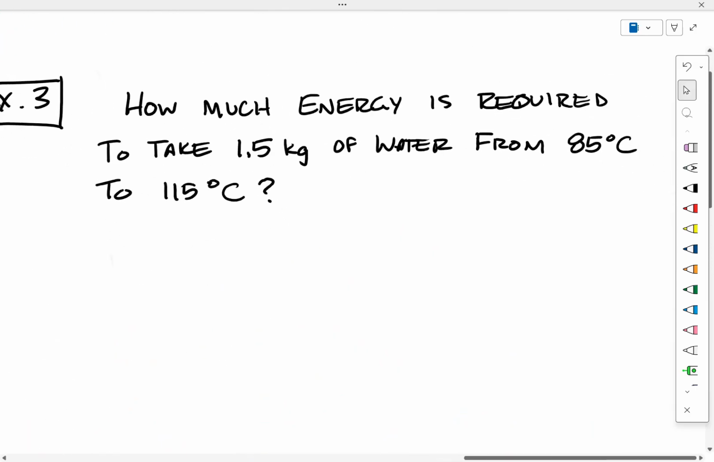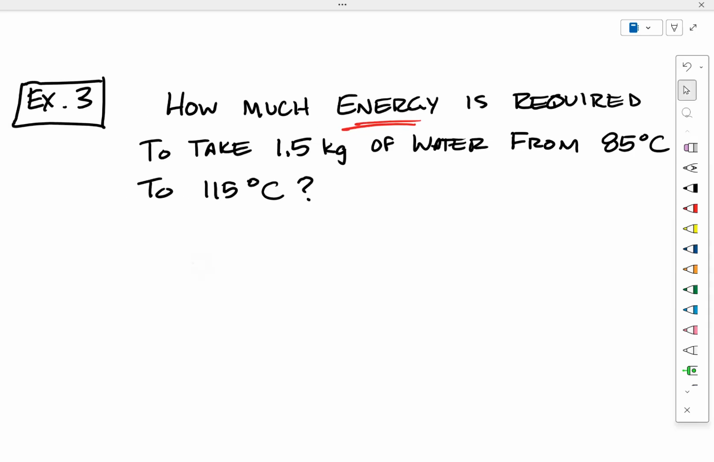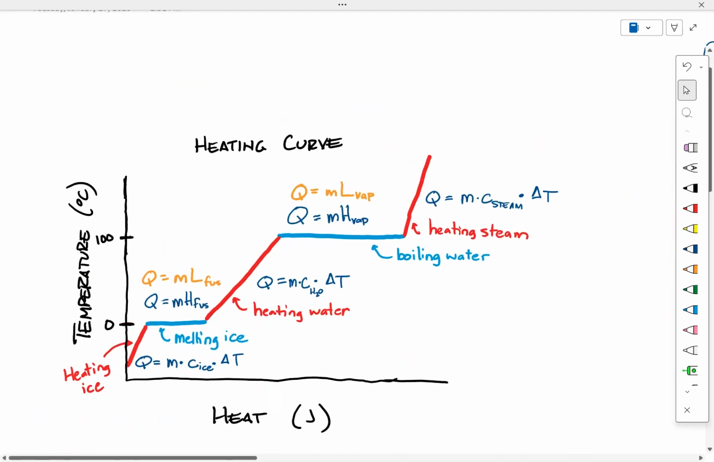Okay, and the last example, this one's going to be a little bit more complicated. We're doing the same kind of thing here, but the water isn't at 100 degrees. In fact, this says how much energy is required. We're looking for Q to get 1.5 kilograms of water from 85 to 115 degrees. So there's a couple things that we have to do with our heat in this process. We're starting at 85. 85 would probably be somewhere around here. We're going to get that up to the boiling temperature.